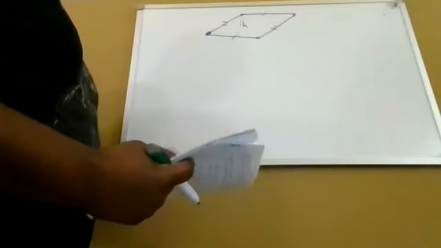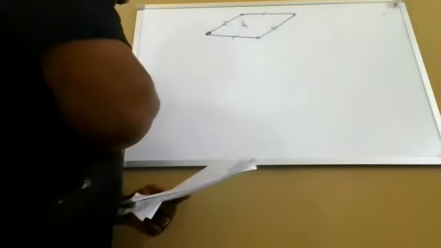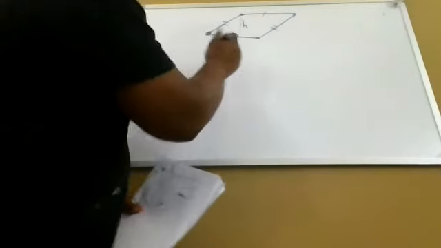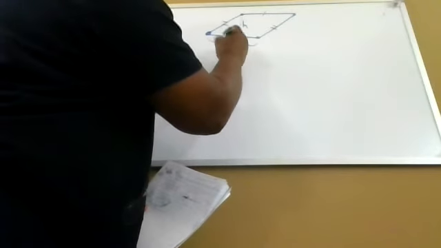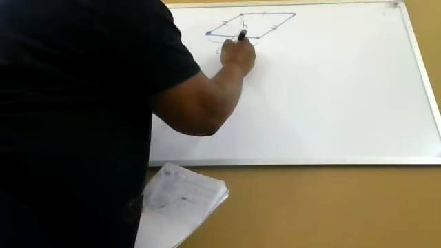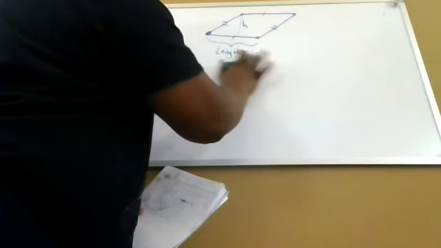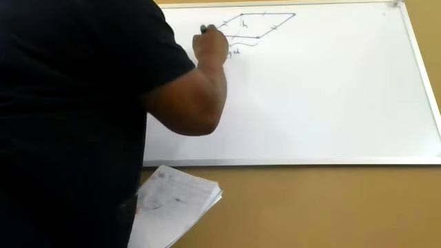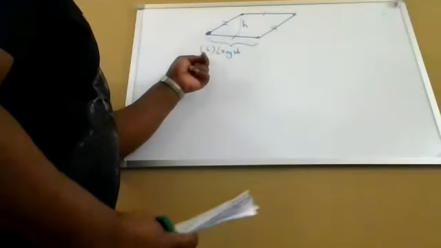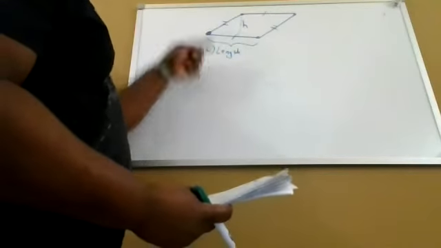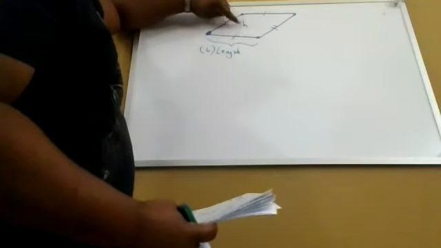Now, I have a side of length L, this side here, let's call that length, just put the L in parentheses. And I have this height, I can call that H.